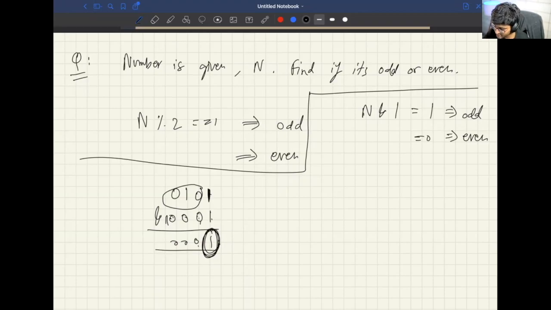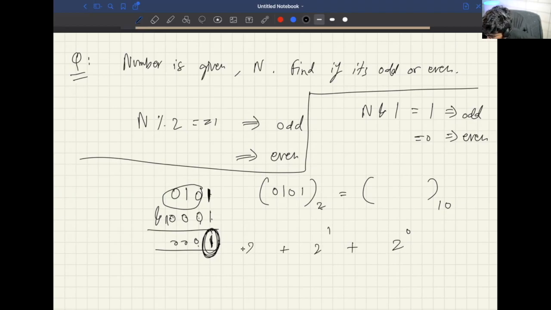Okay. But now the question is, why am I saying that when this is 1 it means it's odd? Lalo, you raise your hand. No? Okay. So basically, if you look at the binary number 0, 1, 0, 1, if I want to convert this into a decimal number, the form that we can read, we can do it this way. Take 2 raised to power 0 plus 2 raised to power 1 plus, because this is base 2, 2 raised to power 2, 2 raised to power 3, and so on and so forth.